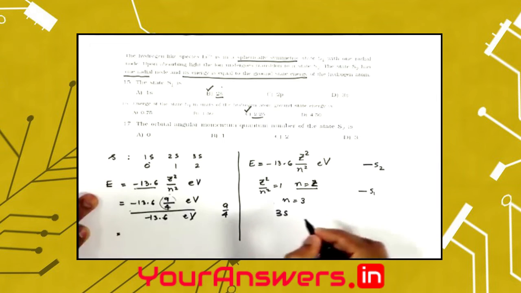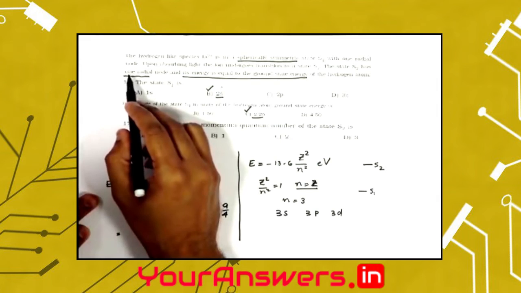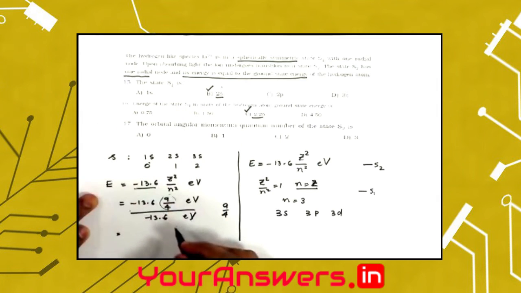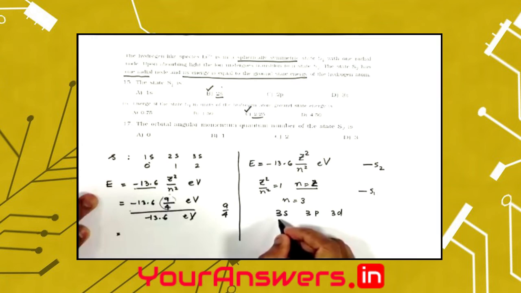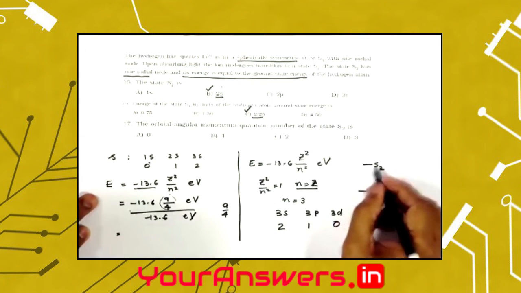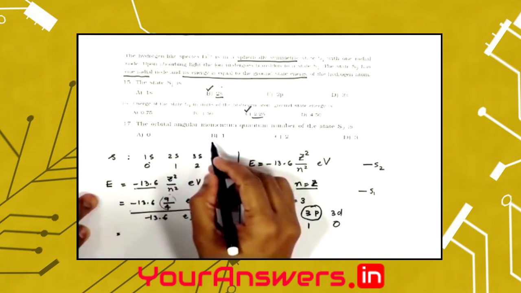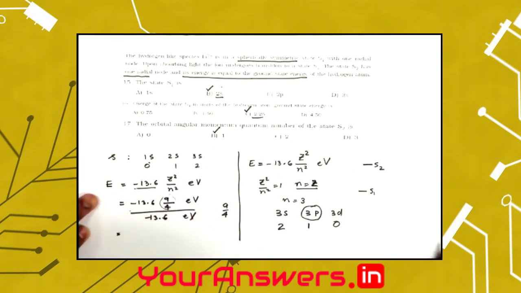If it is 3, then it can be 3s or 3p or 3d. What more do we know? The question says that it has one radial node. So we can find how many radial nodes we have in 3s, 3p and 3d. We know that 3s has 2 radial nodes, 3p has 1 radial node, 3d has no radial nodes. So the final answer is that the state S2 is 3p, and since it is 3p, its orbital angular momentum quantum number is 1, which is this answer. We will take up the next question.